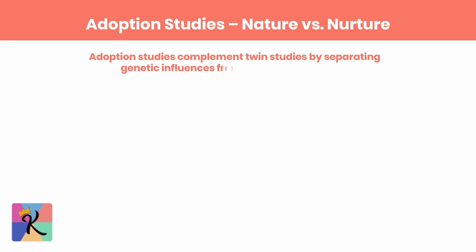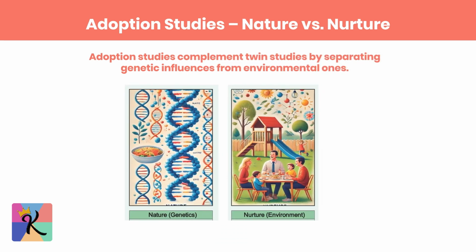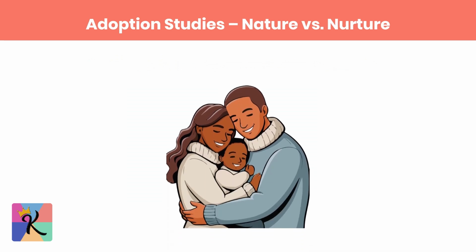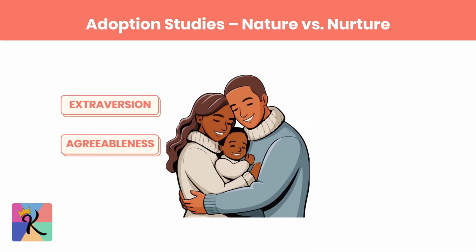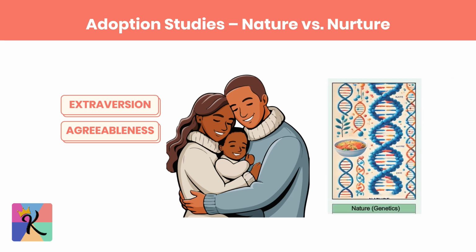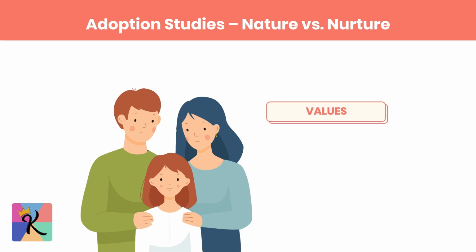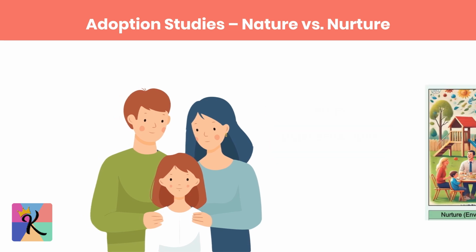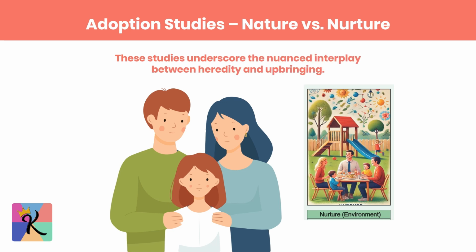Adoption studies complement twin studies by separating genetic influences from environmental ones. They compare adopted individuals to both their biological and adoptive families. Adopted children often resemble their biological parents in traits like extroversion or agreeableness, highlighting genetic influence. However, they align more with their adoptive families in values and social behaviors, demonstrating the impact of environment. These studies underscore the nuanced interplay between heredity and upbringing.